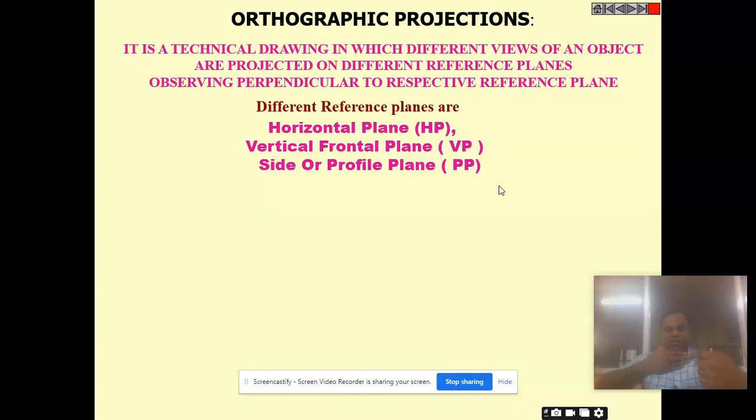So when you are looking at this object from this direction, the object is in between, and here is the vertical plane. So again you are observing it in a perpendicular direction, and you get the view. Now, what is a side or profile plane?